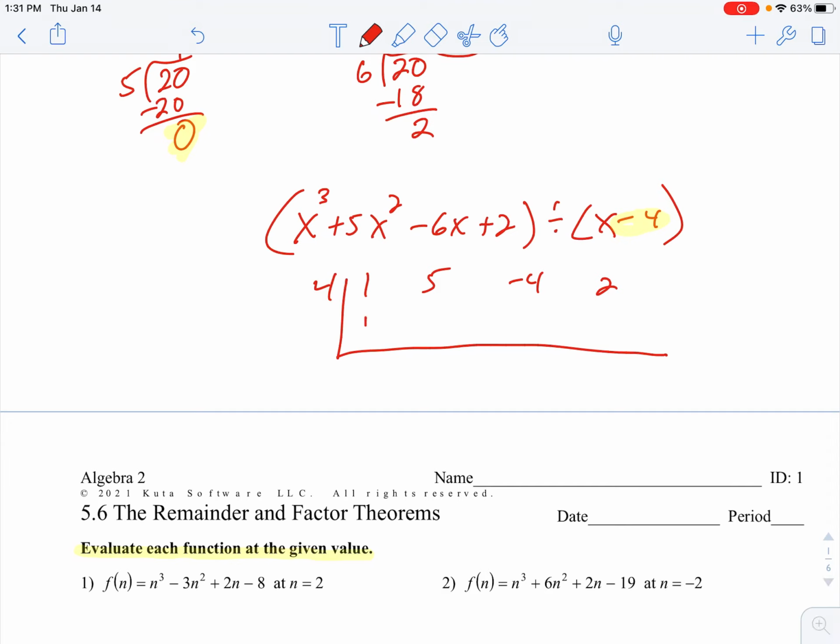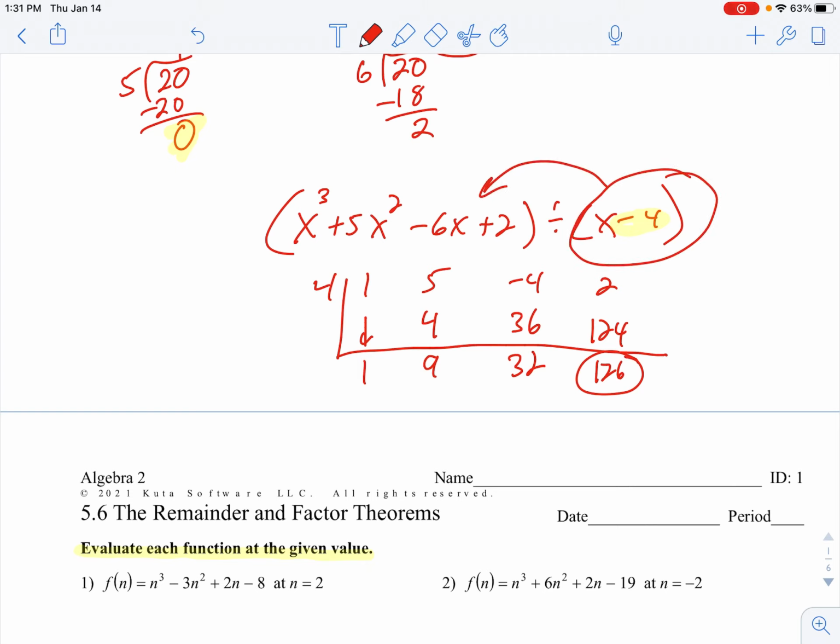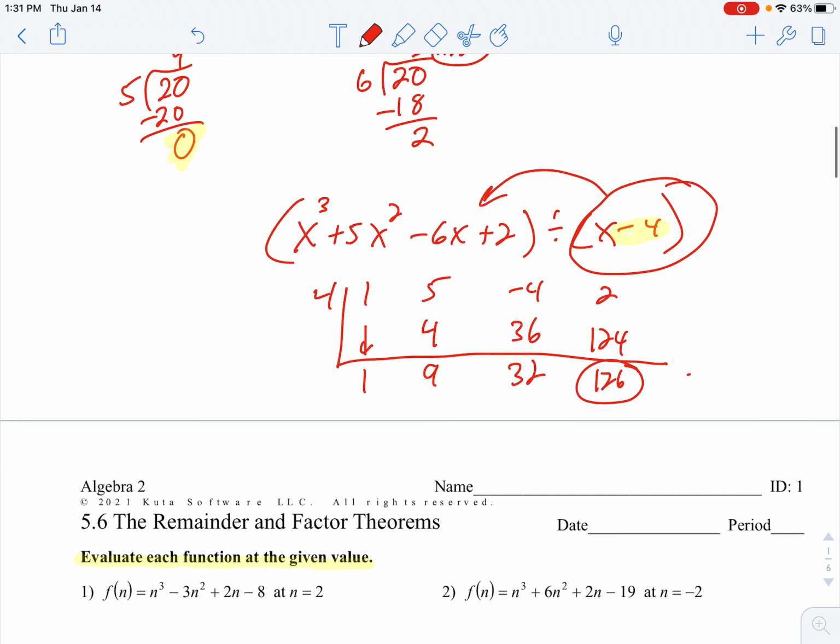But anyway, bring this down, 4, add, multiply, add, multiply. 32 times 4 is 128, add 126. The remainder is not 0. Therefore, x minus 4 is not a factor of that polynomial. If the remainder had been a 0, then we would say that is a factor.